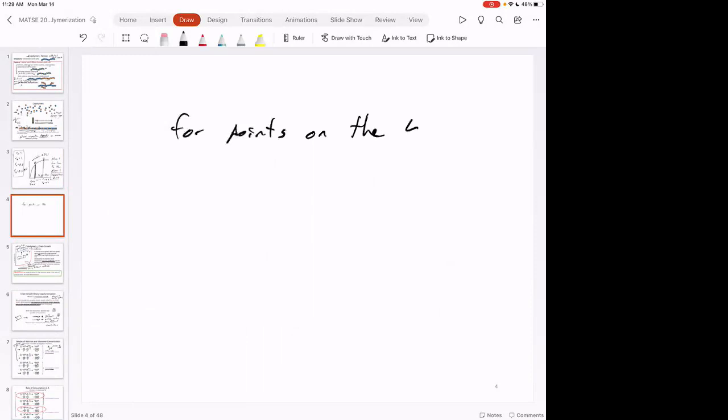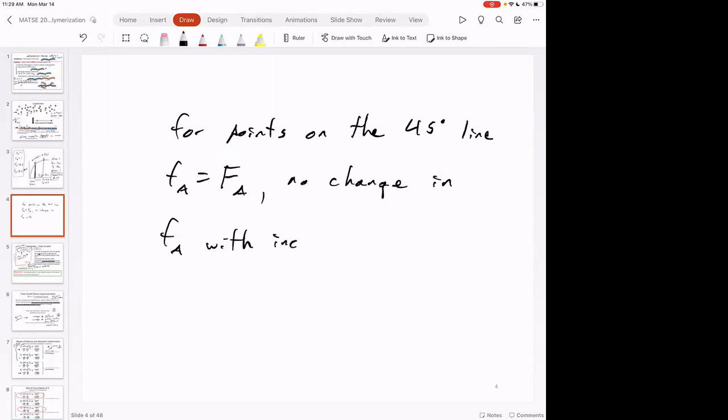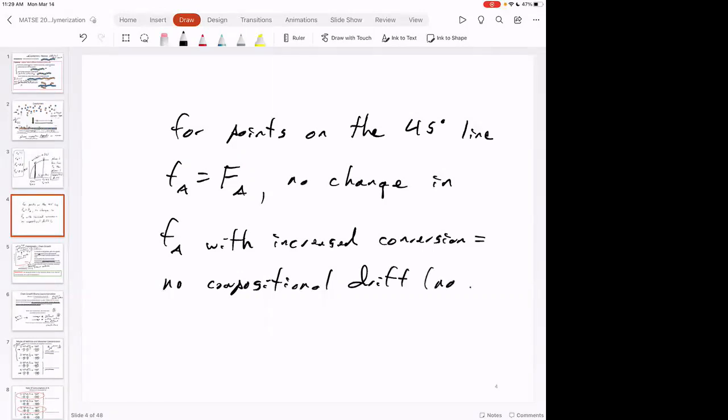On the 45-degree line, small FA equals big FA, no change in FA with increased conversion, and this equals no compositional drift, or formally no change in FA with conversion.